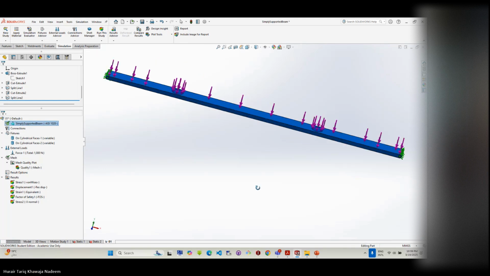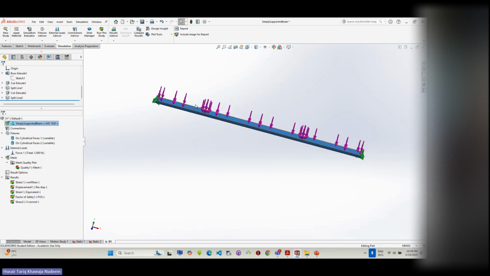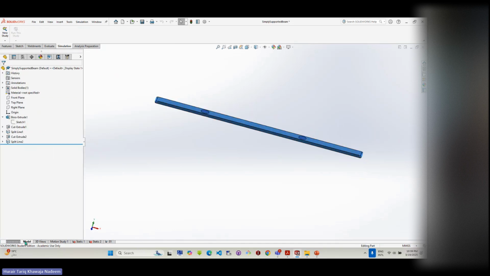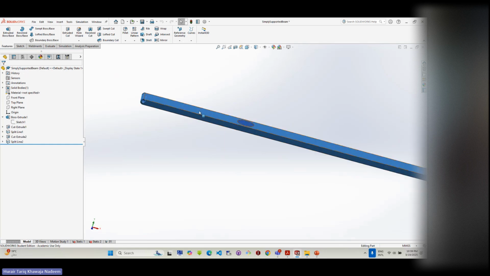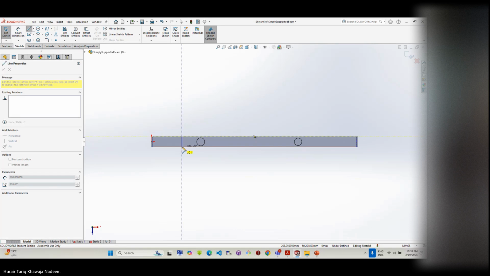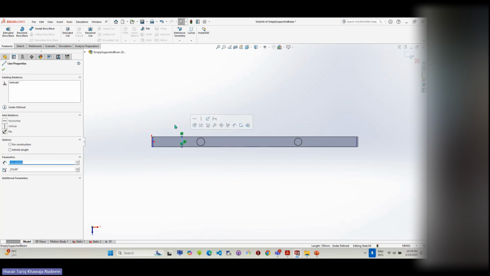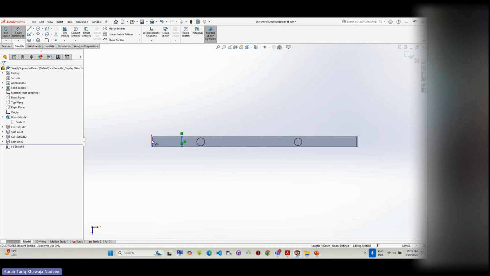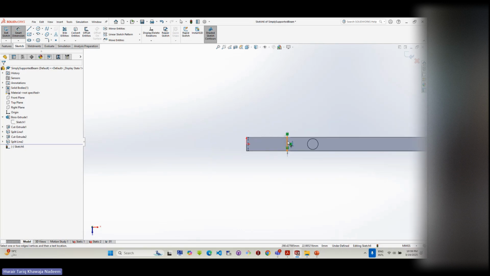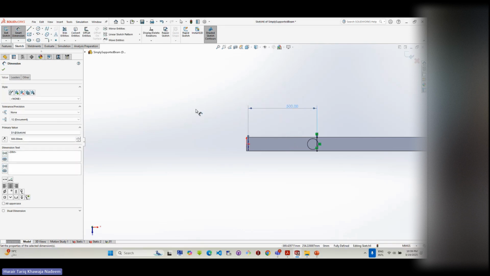Okay, one more thing. For example, I want to find out what the values are at the center, or at any location. For example, at 25%. So what I'll do, I will go back to the model and sketch a line over here. Then give a distance of 500 millimeter. Go to sketch, smart dimension. This one from here to here is 500, for example, because the total is how much? Total is 2000. So this is 500 millimeter.